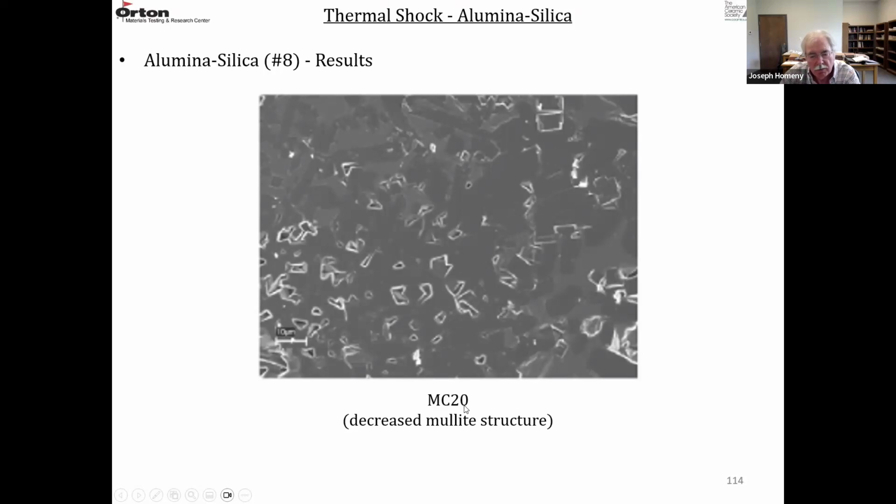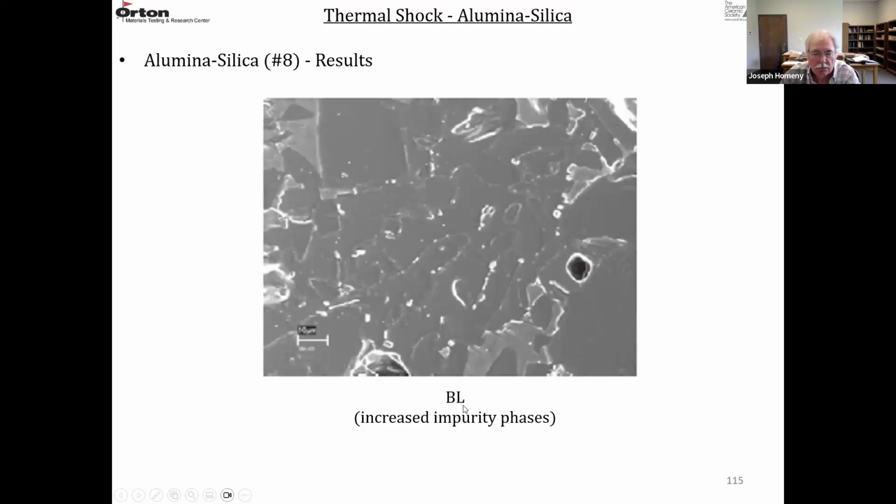MC20, 20% corundum. You can see the porosities there, it's even less. You can't really see the developed mullite structure, but you can see a lighter phase. There's quite a bit of it. That's the impurity phase. That's probably responsible for the densification. And then the one that's all corundum. You see very little porosity in this one. You don't see the needle-like mullite crystals anymore because they're not there, but you also see this lighter phase in quite a few locations. That's the impurity phase.